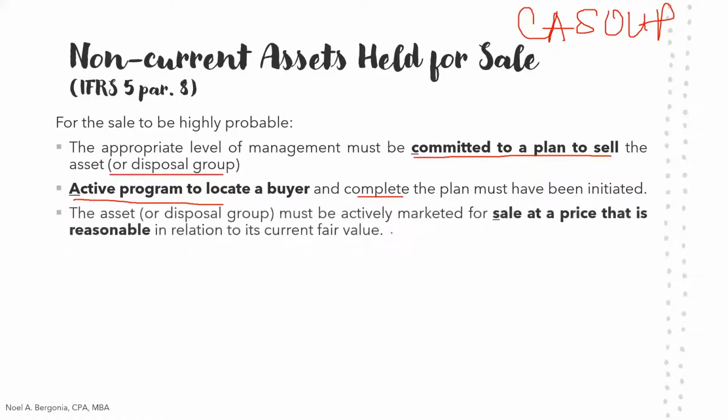Next, the asset or disposal group must be actively marketed for sale at a price that is reasonable in relation to its current fair value. So as you all know, once we sell a particular asset, it's either the selling price set up by the management or the company, or depending upon its fair value. As indicated, it will be highly probable if the sales price is reasonable in relation to its current fair value.